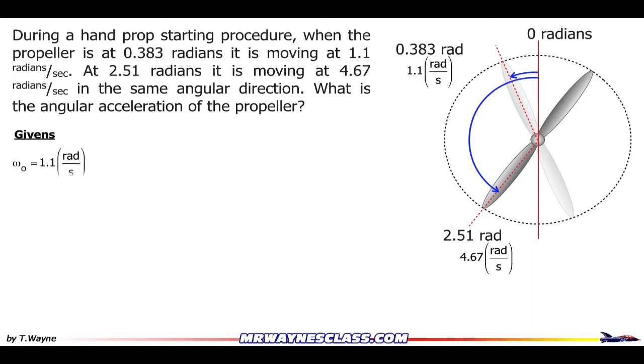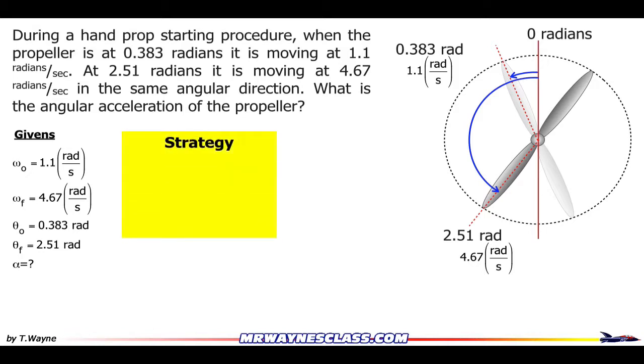Okay, before I come up with a strategy, let's start by listing what I know. That's the givens. When I look at the givens, I've got the initial angular velocity, the final angular velocity, and the initial and final angular position, or angle, as well as I'm looking for the angular acceleration. Since this is circular motion, I'm going to start with my strategy relating to circular motion concepts.